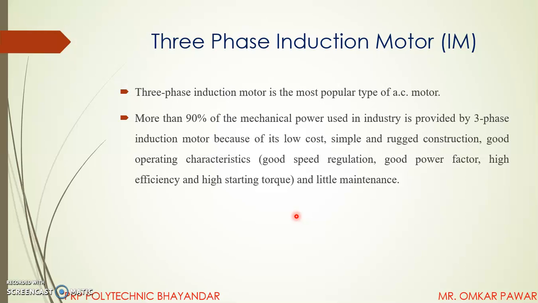Next, the first machine is the three-phase induction motor. This is basically an AC motor, which requires AC supply. The three-phase induction motor is the most popular type of AC motor. It requires three-phase AC supply. More than 90% of mechanical power used in industry is provided by the three-phase induction motor because of its simple and rugged construction, good operating characteristics such as good speed regulation, good power factor, high efficiency and high starting torque, and little maintenance.